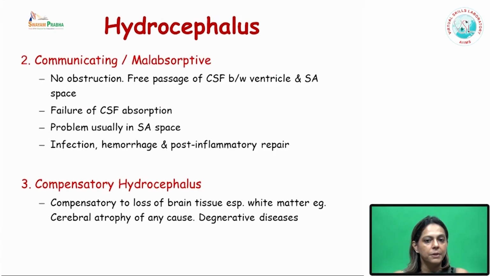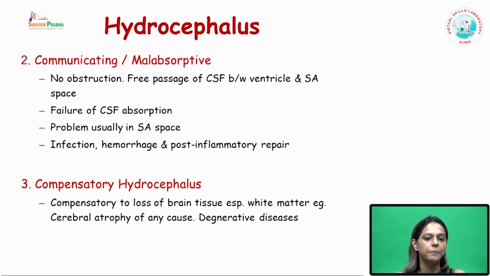Now again, it can be malabsorptive hydrocephalus. What would be the commonest cause of malabsorptive hydrocephalus? The commonest cause is when there is an infection or any inflammation in the meninges, it will lead to loss of absorption, the absorption of the CSF would be hindered.